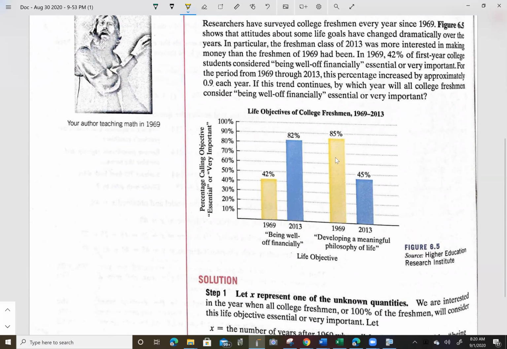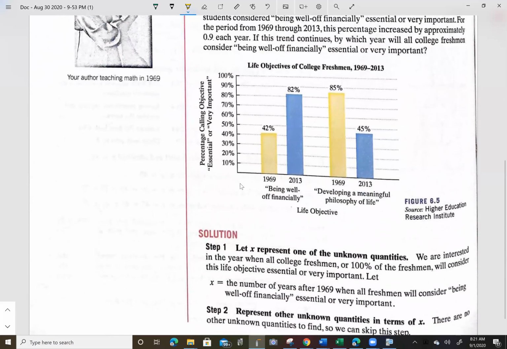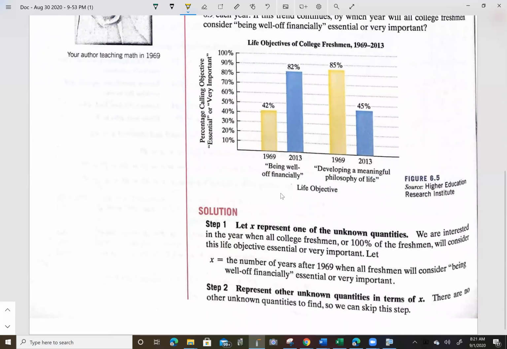In 1969, this is interesting, 42% of first-year college students considered being well off financially essential or very important. For the period from 1969 through 2013, this percentage increased by approximately 0.9 each year. If this trend continues, by which year will all college freshmen consider being well off financially essential or very important? Well, we all know in reality that we're never going to reach 100% of everyone because there's no way everybody thinks the same. But at first, let's go through the steps.